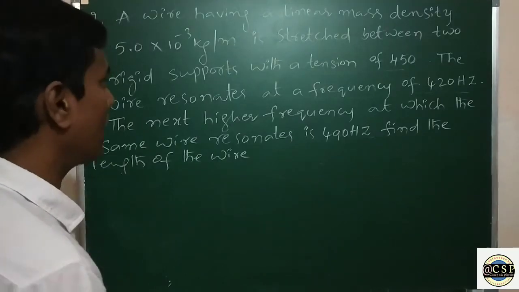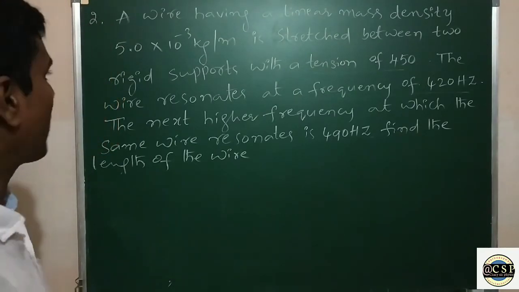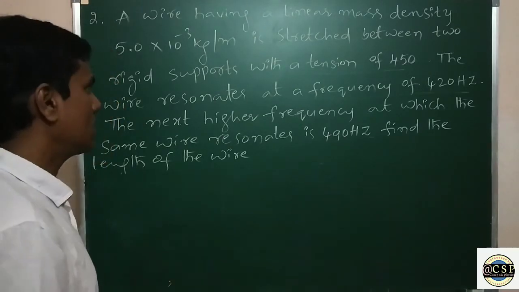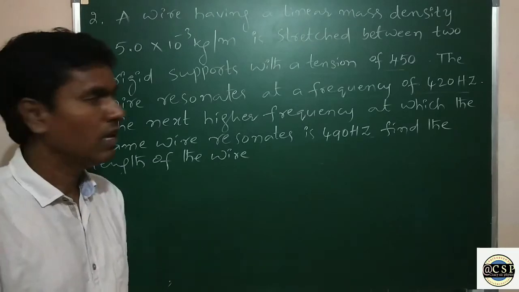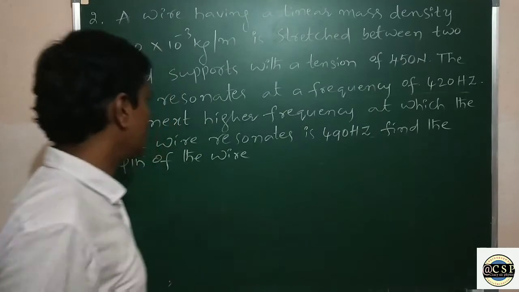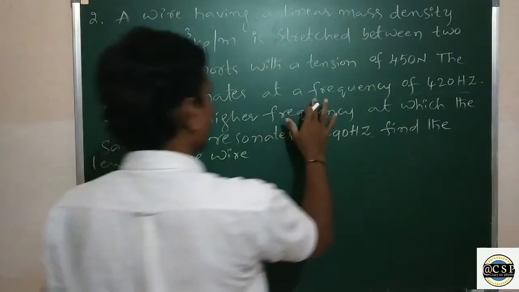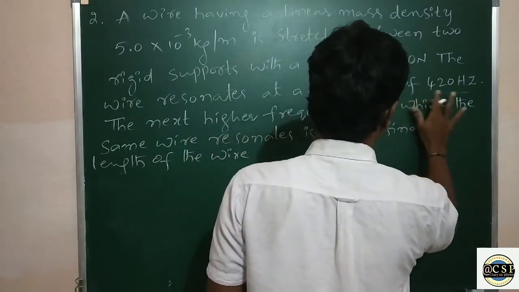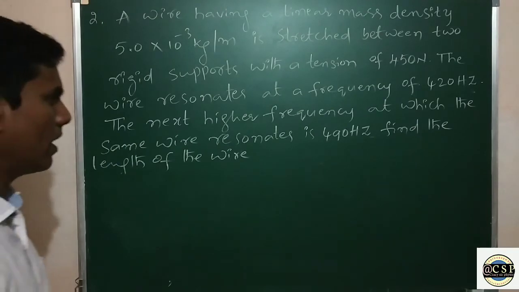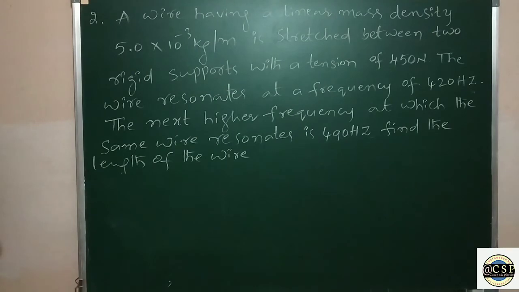Second problem: a wire having a linear mass density 5.0 into 10 power minus 3 kilograms per meter is stretched between two rigid supports with a tension of 450 newtons. The wire resonates at a frequency of 420 Hz. The next higher frequency at which the same wire resonates is 490 Hz. Find the length of the wire.